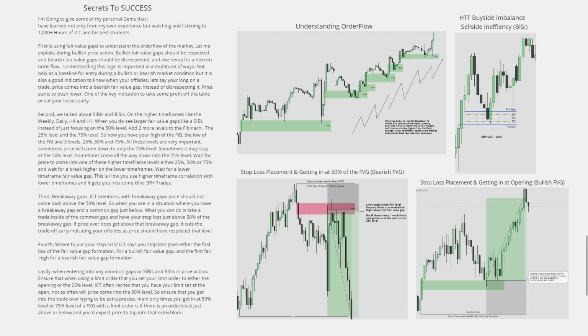Fourth, where do you put your stop loss with a regular fair value gap, not including the breakaway gap just above it? Let's just say there's just a regular fair value gap. Where do you put your stop loss? ICT says that your stop loss goes either at the first low of the fair value gap formation for the bullish fair value gap and the first high for a bearish fair value gap.